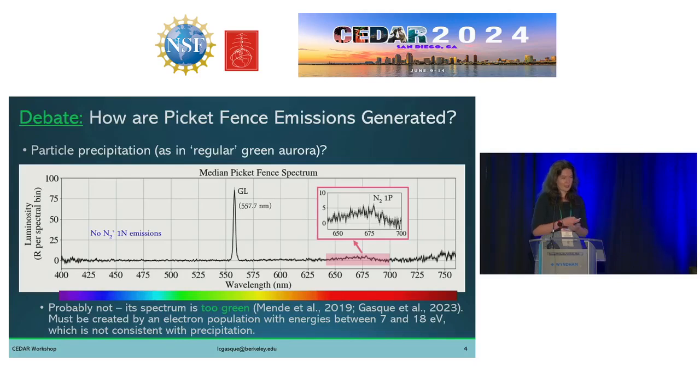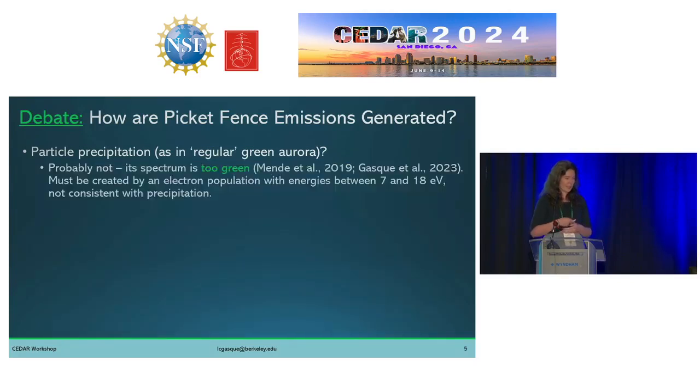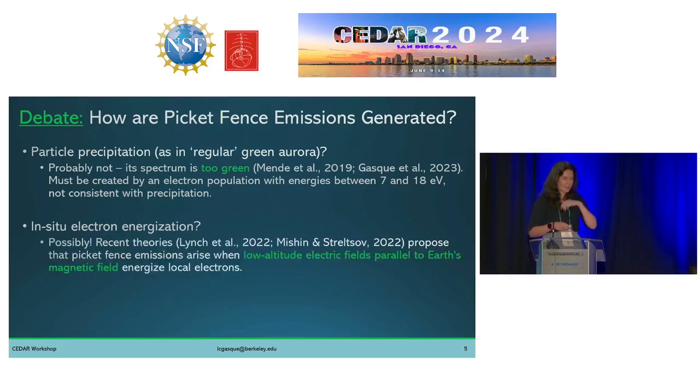The question we asked was, okay, if it's not precipitation, what is it? Maybe there is something in situ, right where you're seeing the light, that is energizing the electrons. At that point, there were a couple papers out that were looking at the structure of the picket fence, invoking different ionospheric instabilities to do so. Lynch et al. 2022 talks about the tearing mode instability, which is the same thing you get in rayed auroral arcs, which look a lot like the picket fence, at least in structure.